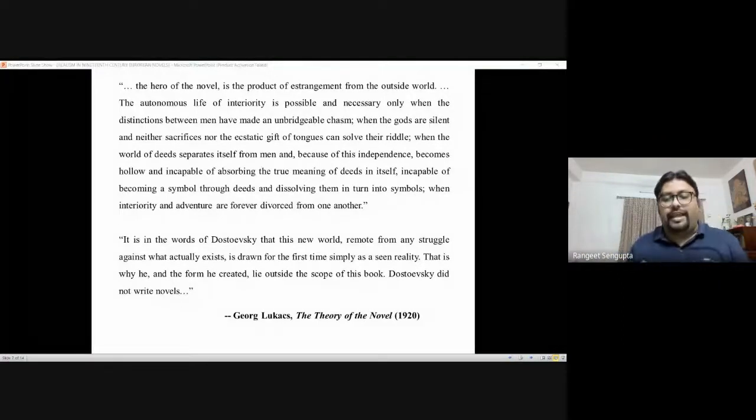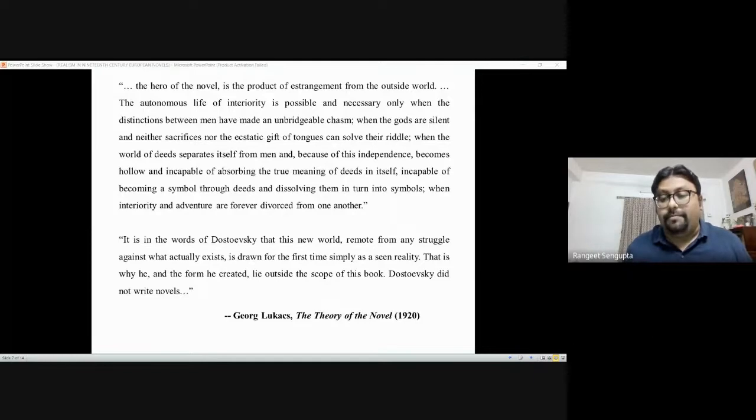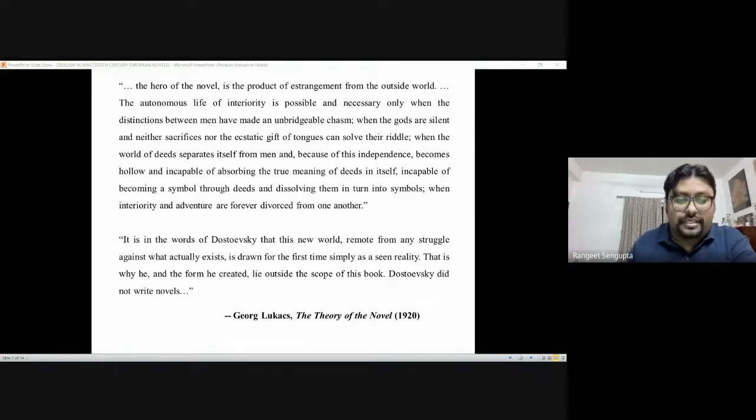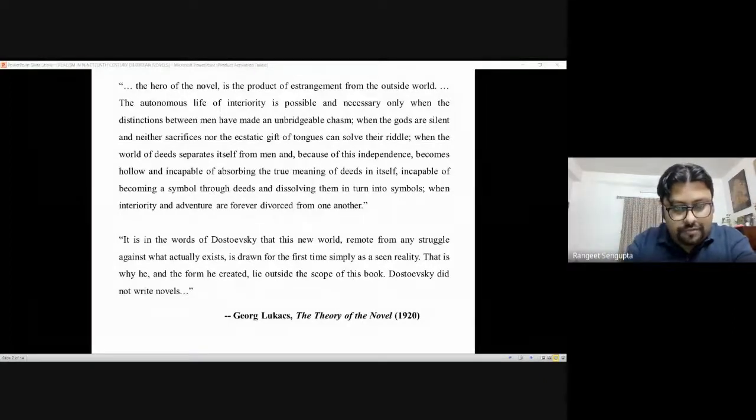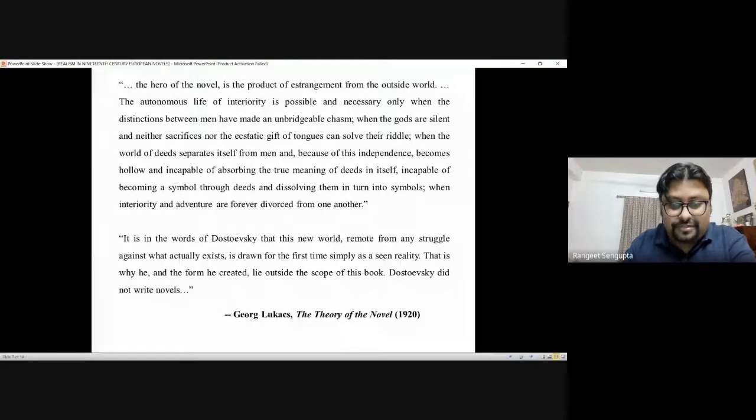It is this reality that the novel as a form approaches and which Dostoevsky's novels, according to Lukács, eventually embody. Being a young Hegelian in 1914-15 when he wrote this essay, Lukács finds in Dostoevsky not only Kantian antinomies, but Hegelian sublation. And he states, and I quote, and you would have the quote as a second extract on your screen.